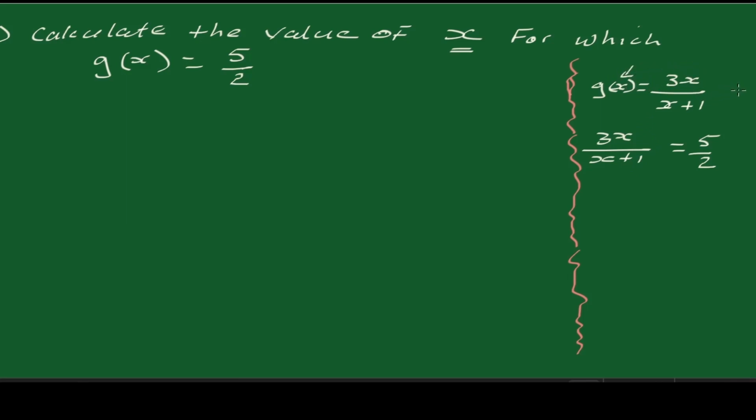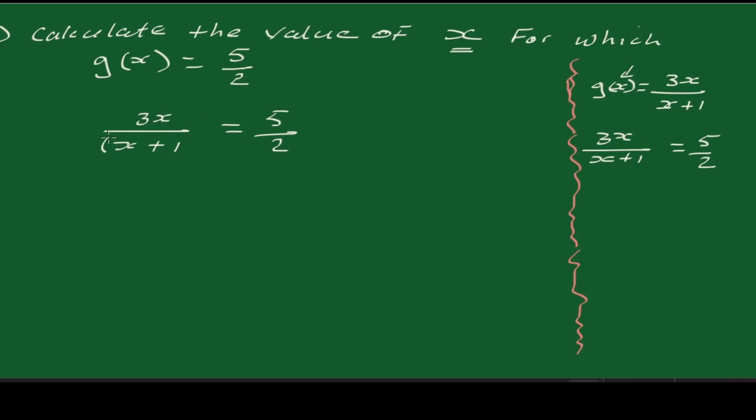They'll give you the x input, you replace the x with that input and you work out the value. In this case, it's a reverse. They give you the output, but they want to know what is the x input to the function. So what x value went into this function to give us an output of 5/2? So what they are basically asking us to do is to work out the equation 3x over x plus 1 equals 5/2. This is the function g, and this function g is equal to 5/2.